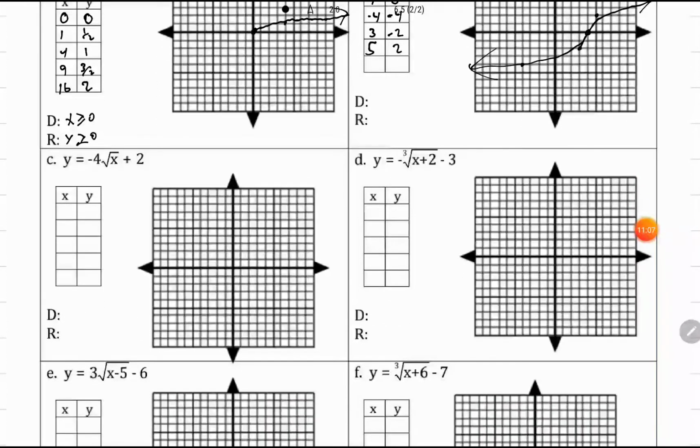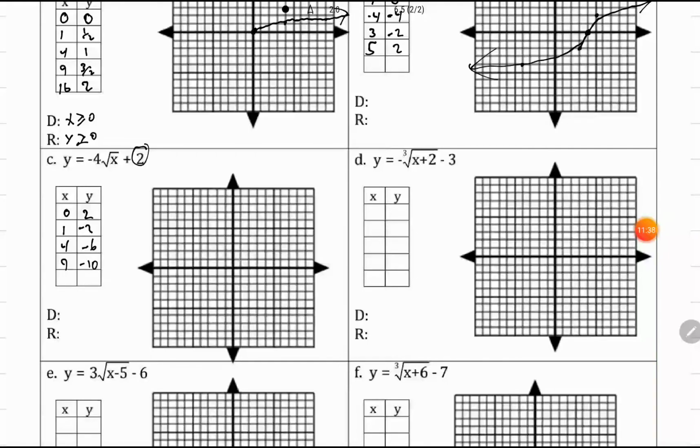Okay, part C. No horizontal shift. We have a vertical shift of up 2, and we are multiplying everything by negative 4. So 0, 1, 4, 9. Plug in 0, I get 2. Plug in 1, I get negative 4 plus 2, which is negative 2. I get negative 6, negative 10.